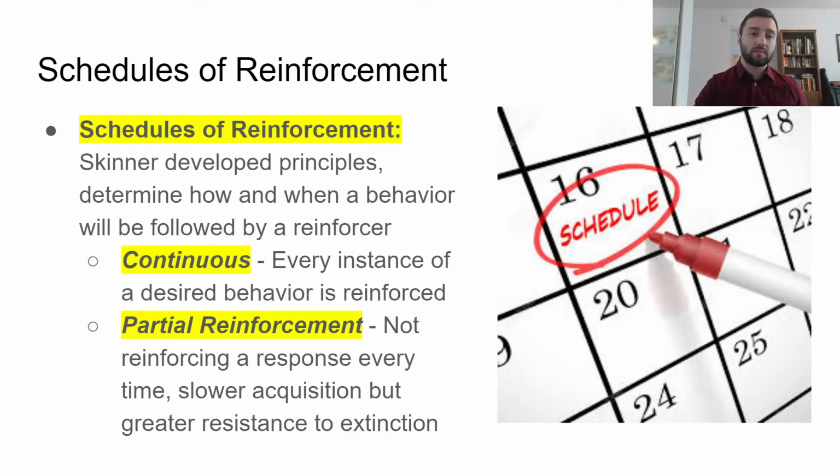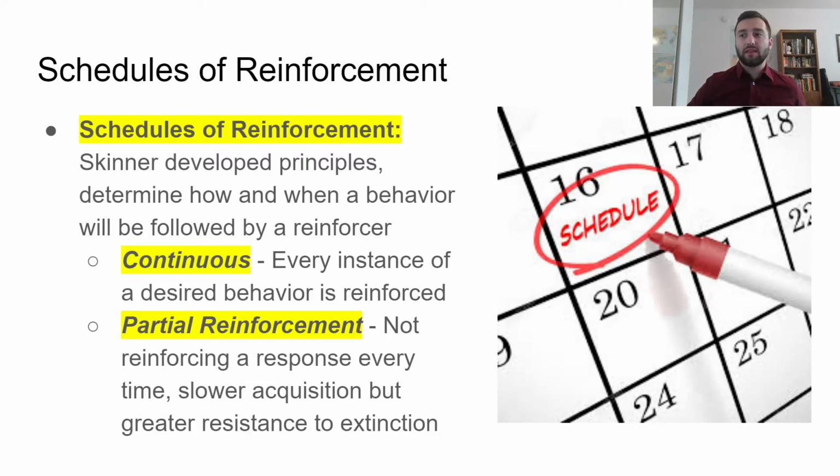That's continuous. Now, the problem with continuous is that the acquisition is very quick, but it's not very resistant to extinction. So just like with classical conditioning, operant conditioning can have that same extinction phase, where over time, we lose the connection. So again, if we're in this classroom and I give you guys a piece of candy every single time you raise your hand and answer a question, what happens if suddenly I just stop giving candy?